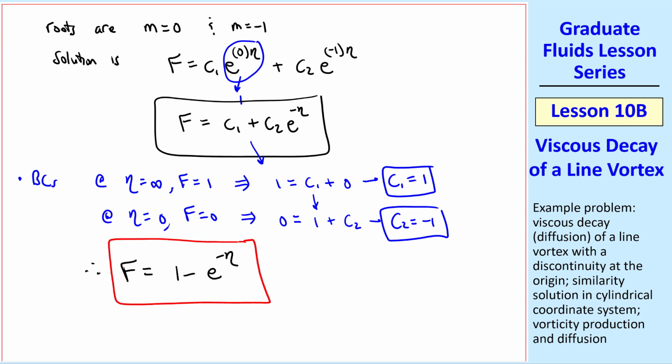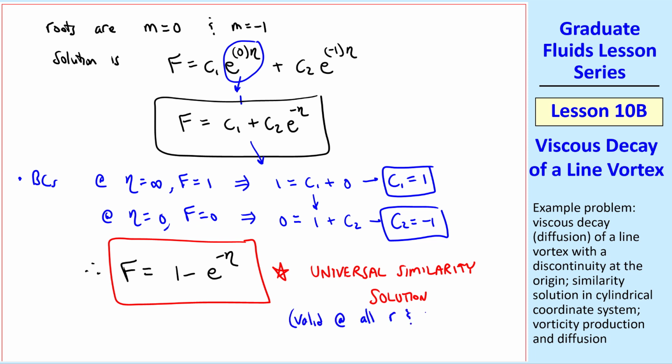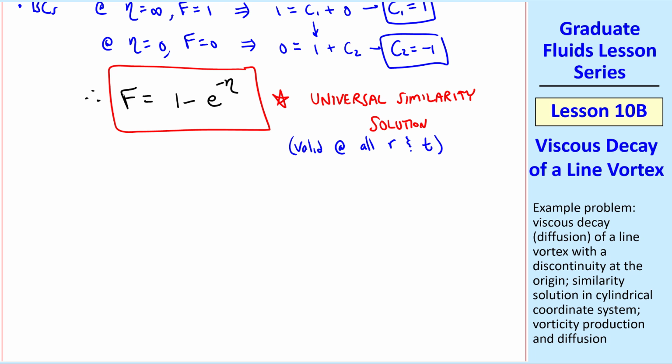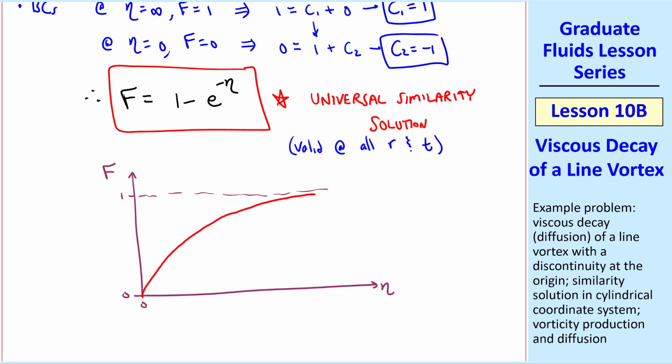Quite a simple solution in similarity variables. This is our universal similarity solution. Universal meaning that it's valid at all r and t, since f is a function of eta, which is itself a function of r and t. We can plot this universal similarity curve, f as a function of eta. It turns out that it starts at 0 and asymptotes towards 1, where it gets pretty close to 1 by the time eta is about 5 or so.